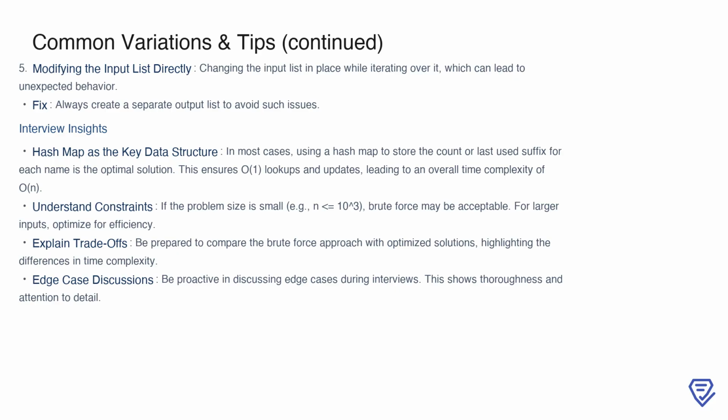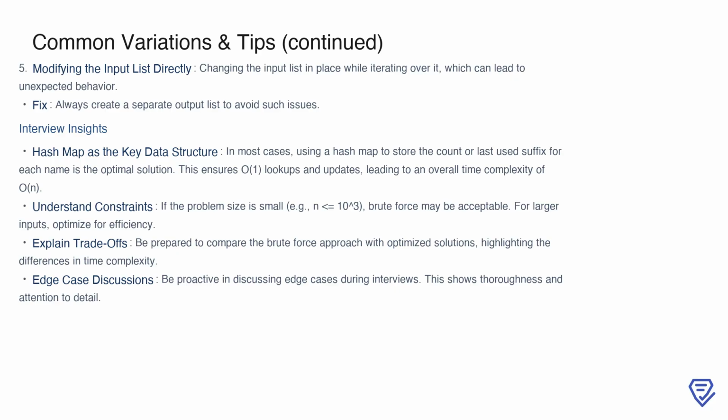Moving on to interview insights, the hash map is the key data structure for solving this problem efficiently. It allows you to store the count or last used suffix for each name, ensuring constant time lookups and updates, which leads to an overall time complexity of O(n). It's also crucial to understand the constraints of the problem.